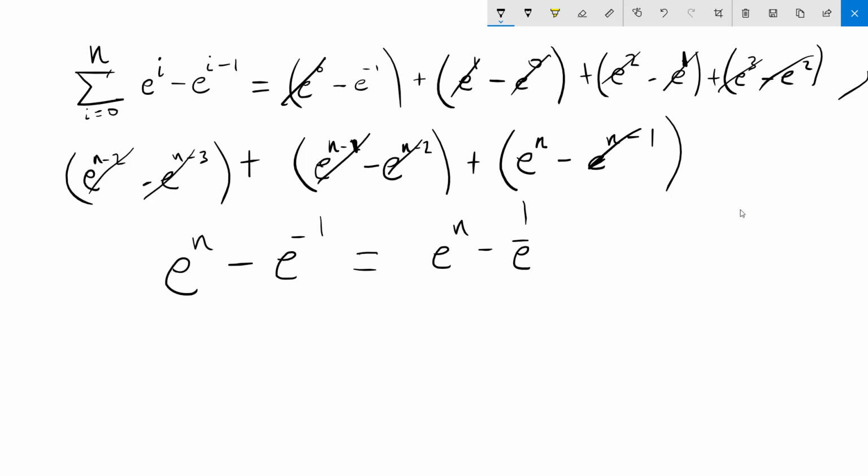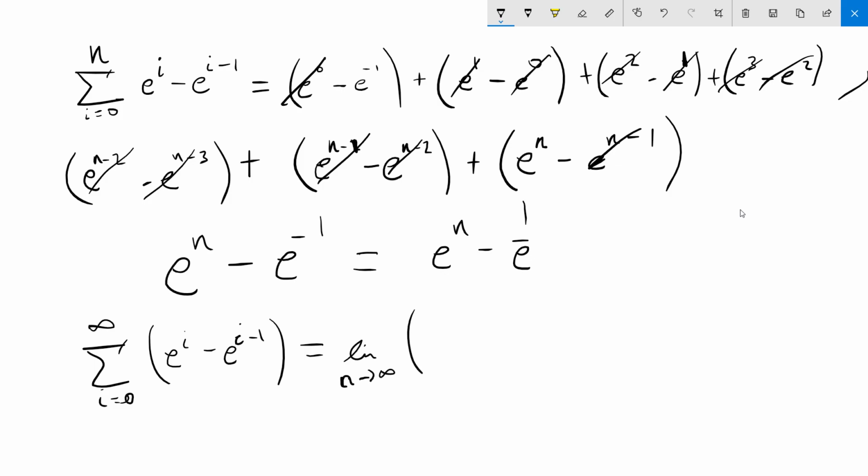So if we were to say, what's the sum as this thing goes to infinity? Well, it's just the limit. I know that you're not necessarily used to these limit notations, but it's just the limit as n goes to infinity of e to the n minus 1 over e. Well, this is clearly infinity, right? e raised to some power, as that power gets bigger and bigger, blows up. So this whole thing blows up to infinity. So we'd say this particular series doesn't converge.